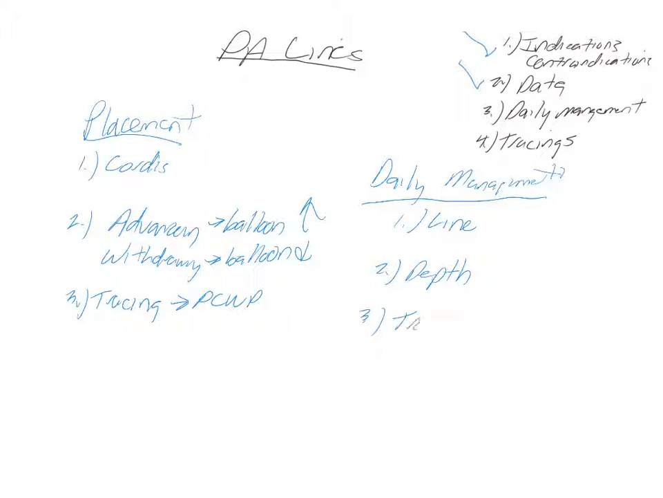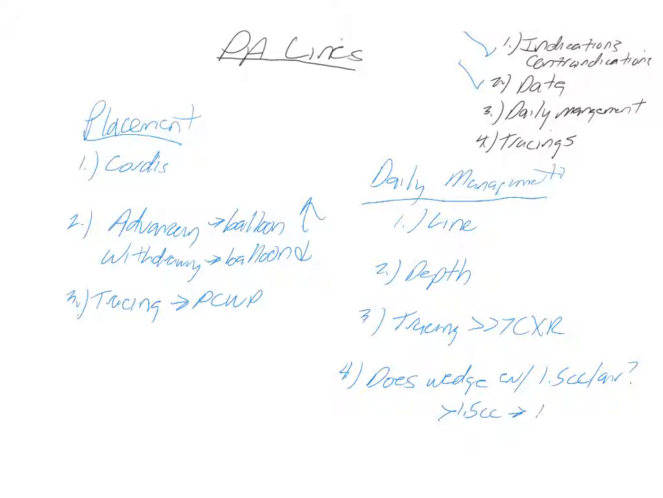Third, always trust the tracing over the chest x-ray. The chest x-ray is a static image of a dynamically moving catheter, and so chest x-rays from day to day can vary simply by virtue of the cardiac cycle. If the tracing seems good, and more importantly, if the catheter wedges with 1.5 cc's of air, it is likely that the catheter is in the correct place. If it requires greater than 1.5 cc's of air or doesn't wedge with 1.5 cc's of air, then it's too shallow. And if it wedges with less than 1.5 cc's, it's probably too far.